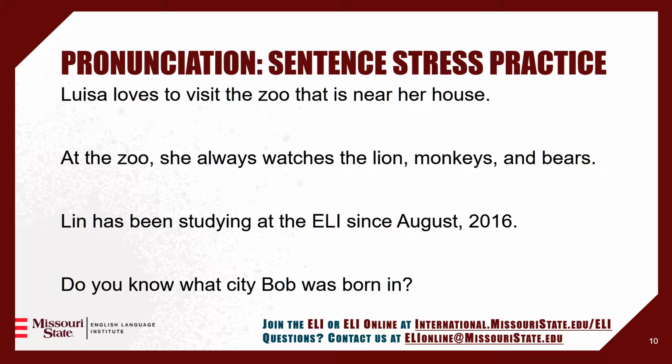Okay, hopefully you paused and you practiced this. So now let's talk about the stressed words. In this first one, Louisa loves to visit the zoo that is near her house. Okay, Louisa loves to visit the zoo that's near her house. Okay, so listen to the rhythm of that. We have some words that we need to slow down on and others that we need to speed up. Okay, Louisa loves to visit the zoo that is near her house. Okay, after we talk about this, you should practice, you should pause again and practice these a little bit more, or practice on your own time.